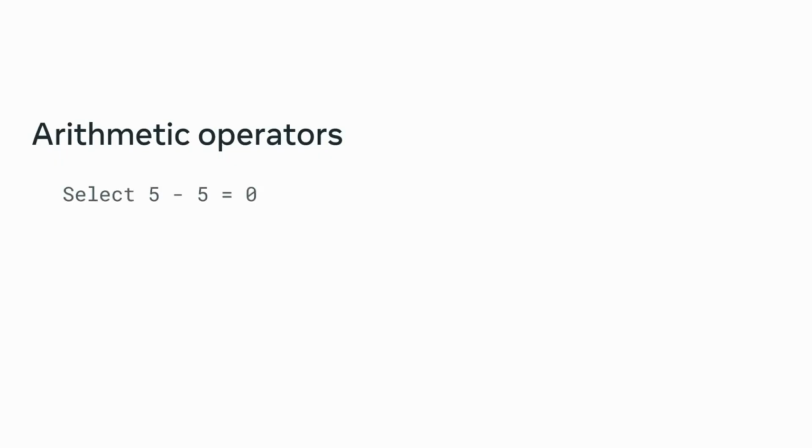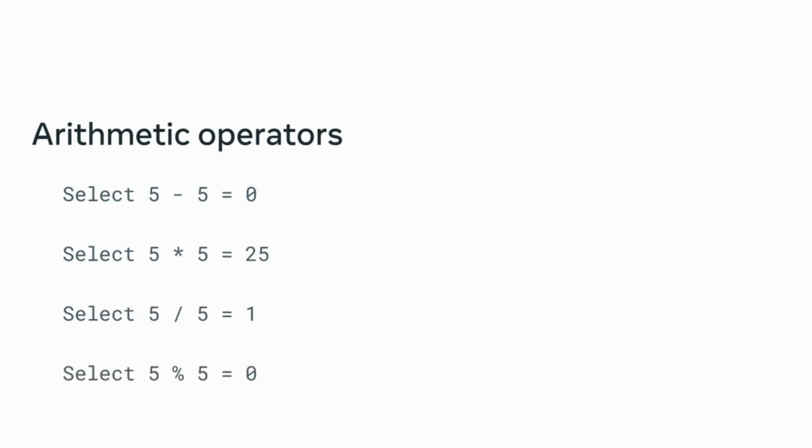You can repeat the SQL syntax with the other arithmetic operators. With a subtraction operator, the output result is 0. A multiplication operator returns a result of 25. The division operator calculates the result as 1. And with a modulus operator, the result is 0, as 5 divided by 5 equals 1 with no remainder.